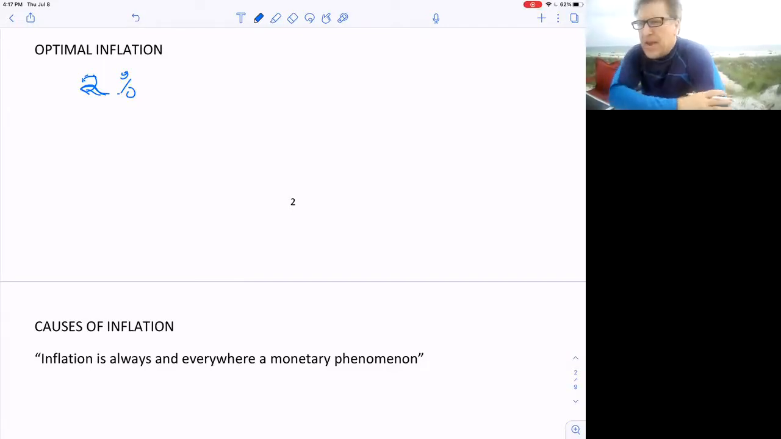There's a very famous quote by Milton Friedman, who got the Nobel Prize in economics. And he said, "Inflation is always and everywhere a monetary phenomenon." Essentially, it's money that causes inflation, and really nothing else. And not just paper money, what we call fiat money, that's not backed up by anything.